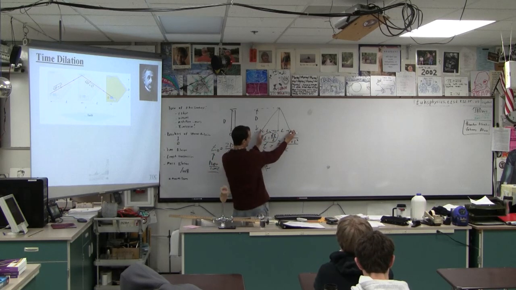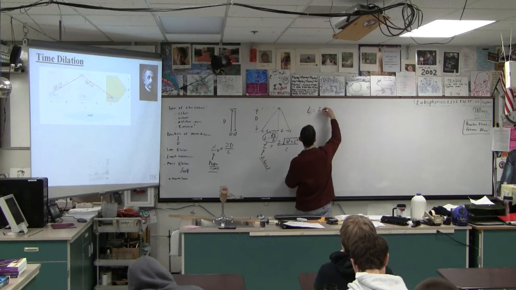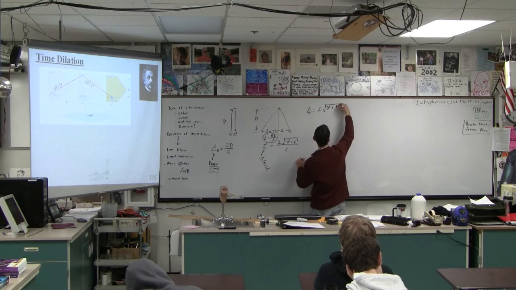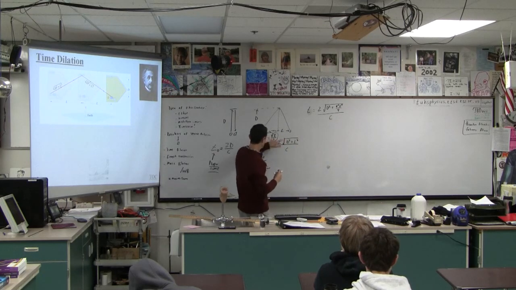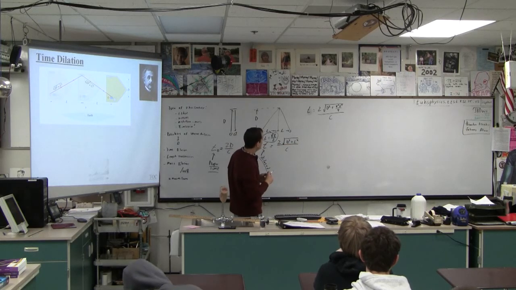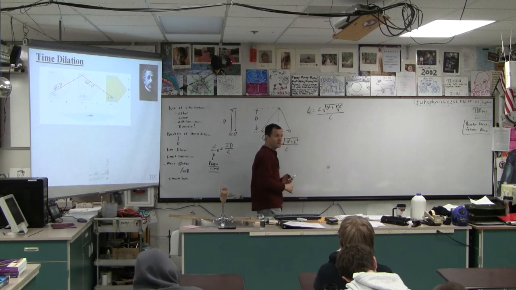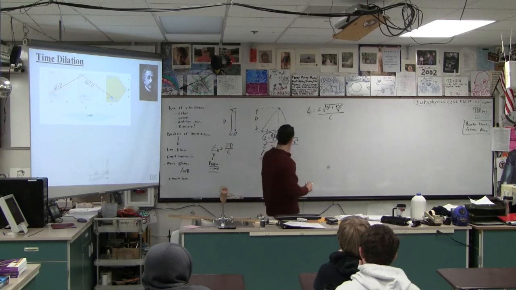Velocity times time would be this whole distance, but L is vt over 2. So I'm going to make that substitution. t is 2 square root of d squared plus v squared t squared over 4, over c. I just substituted vt over 2 for L. And now we've got a problem because we've got a formula for t that has t in it. Generally, that's not good form, is it? So let's get rid of that.